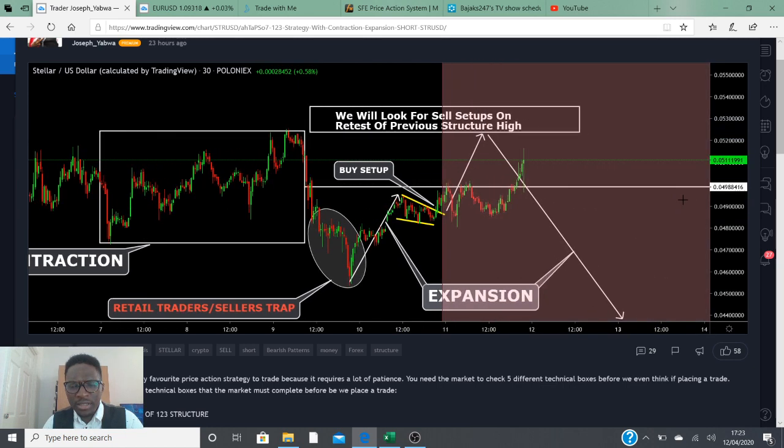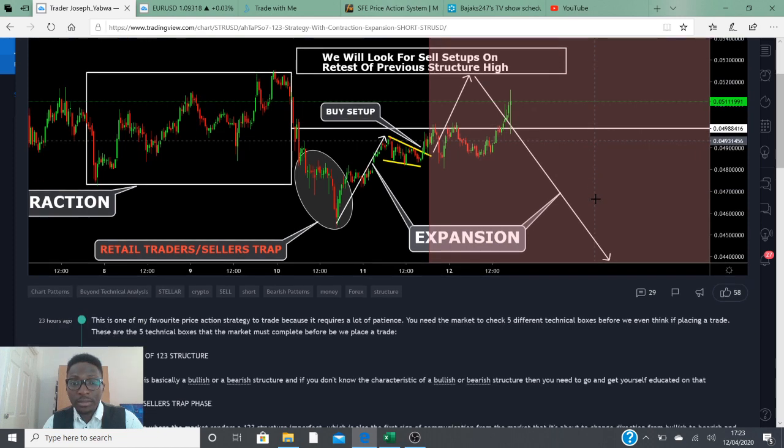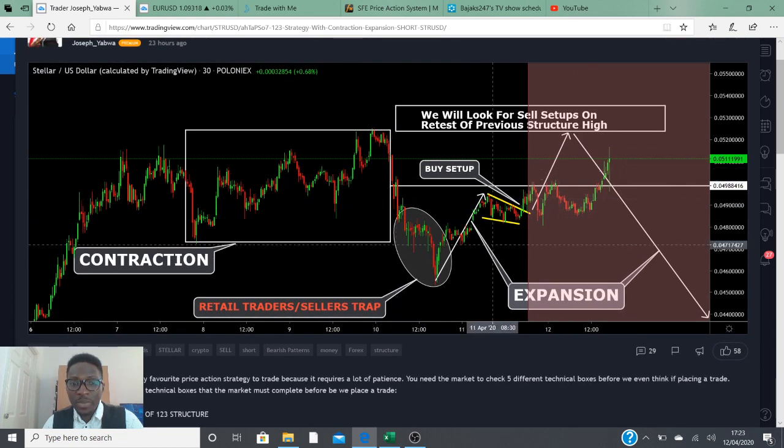Let's press the play button and see how far the market has actually moved. So this one is not as fast as the euro dollar, but where do you think this market is headed to? The previous structure high, and once it gets there, we're gonna find a reason to sell it, because this is the expansion phase. You got the contraction phase, you got the expansion phase. So that's what you're gonna see, guys.